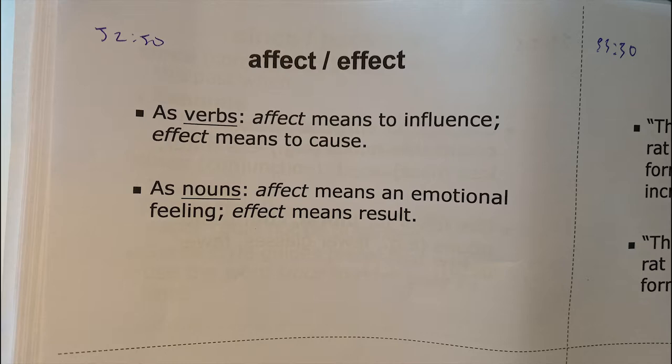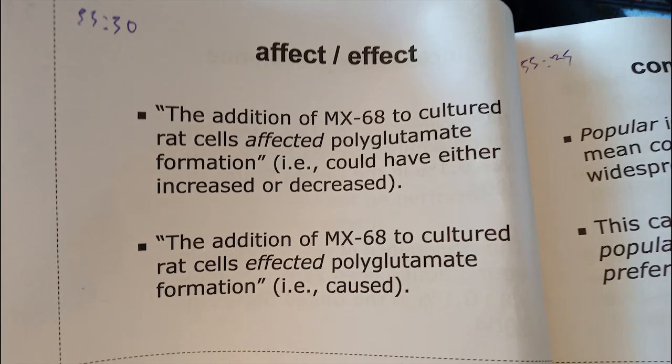Let me show you an example. The addition of this to cultured rat cells affected polyglutamate formation. Now, if you say affected, it means it could have either increased it or decreased it, and maybe other things were also affecting. But if you say effected, you mean it caused it by itself. So pay careful attention here. Is it affect, influence, slight, up or down, or effect, to cause?